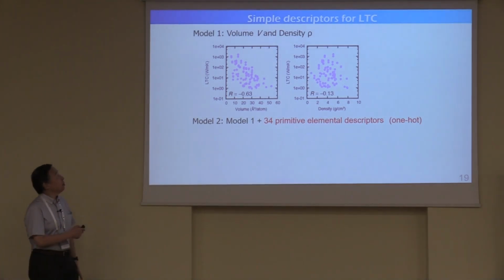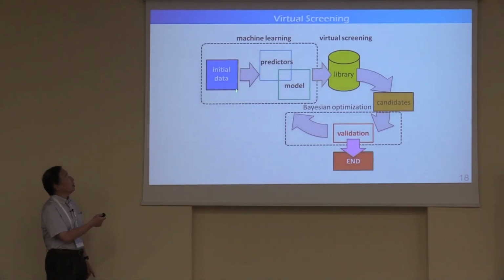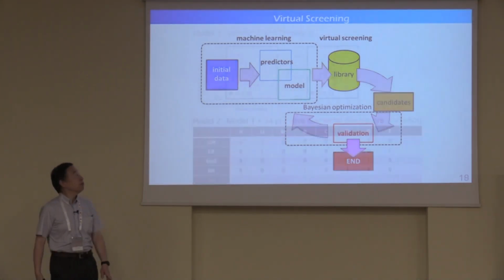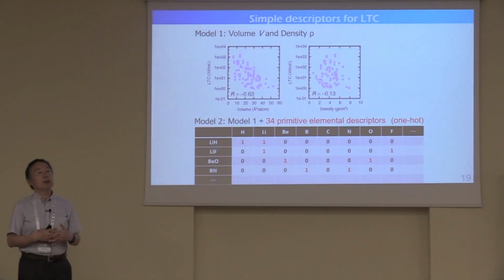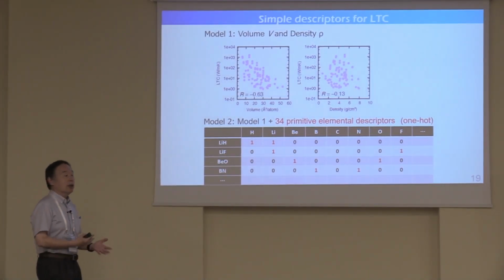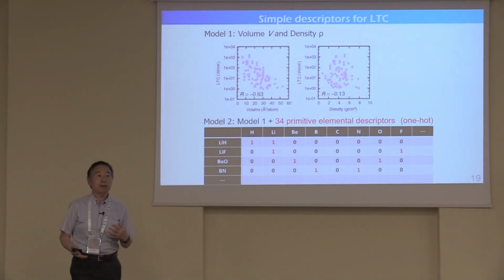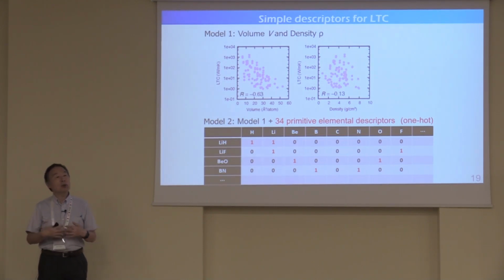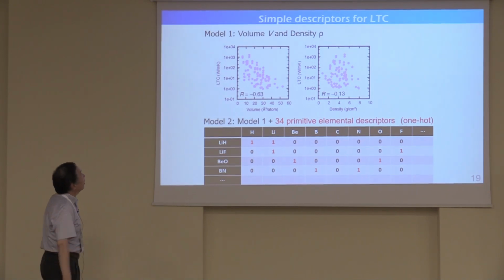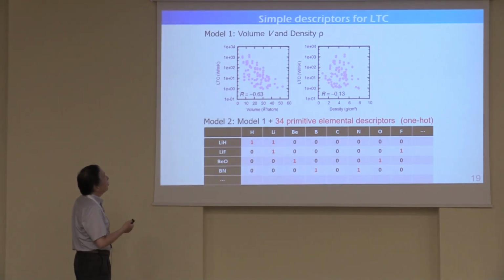So in order to make this machine learning model, we need a model and predictors, or features. We can choose many different kinds of descriptors: elemental descriptors, structure descriptors, and so on. But at the very beginning, we tried the simplest descriptors for element or compound. That is, one is volume, the other is density.